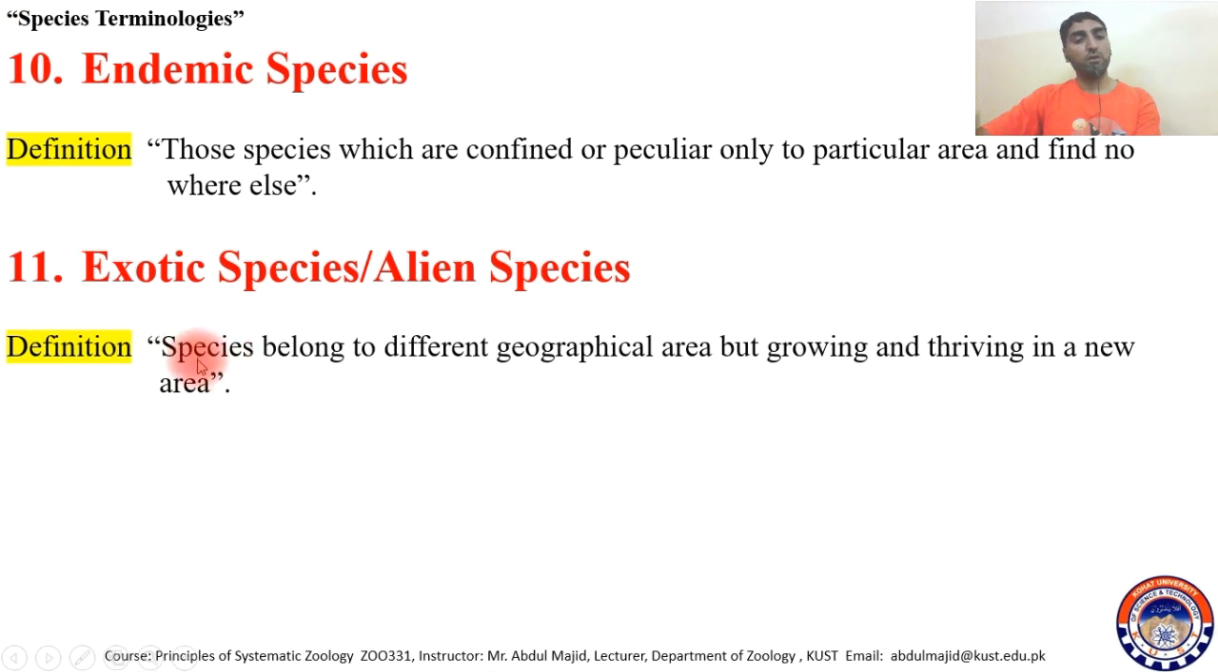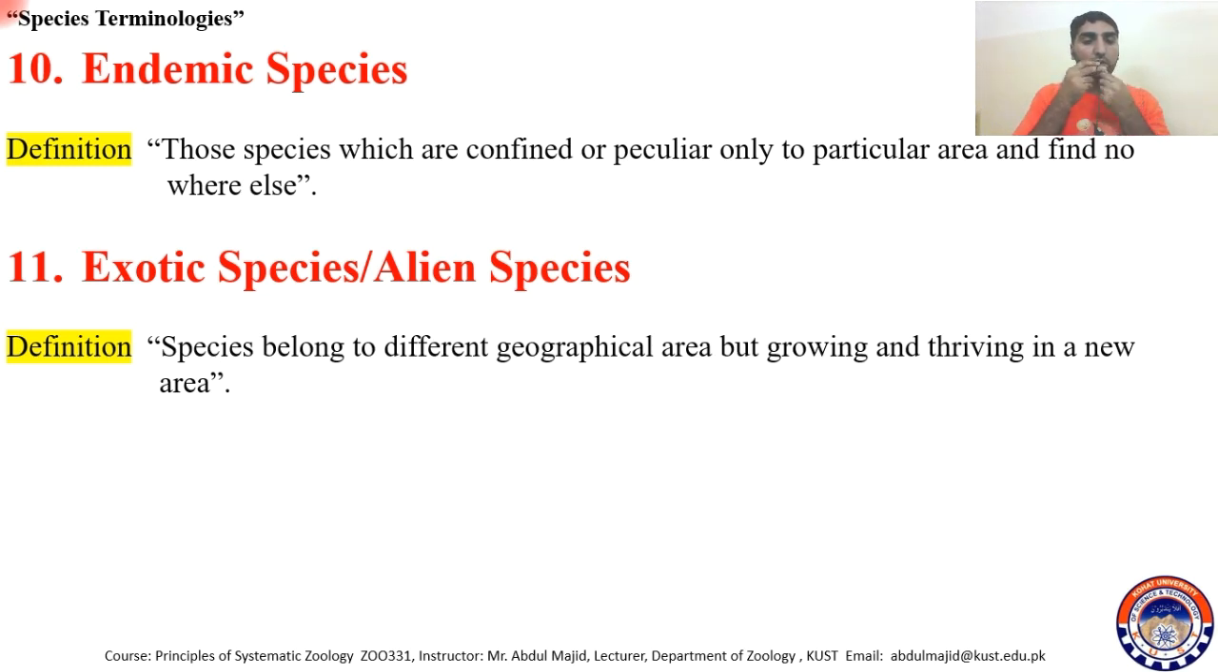Exotic species. These are species which belong to a different geographical area, but are growing and thriving in a new area. For example, if a species is endemic to a certain place, but you transport it, or by chance it has been transported, to a new area where it starts thriving and growing, then that species is called an exotic species. For example, in Pakistan we have the silver carp as an exotic species.